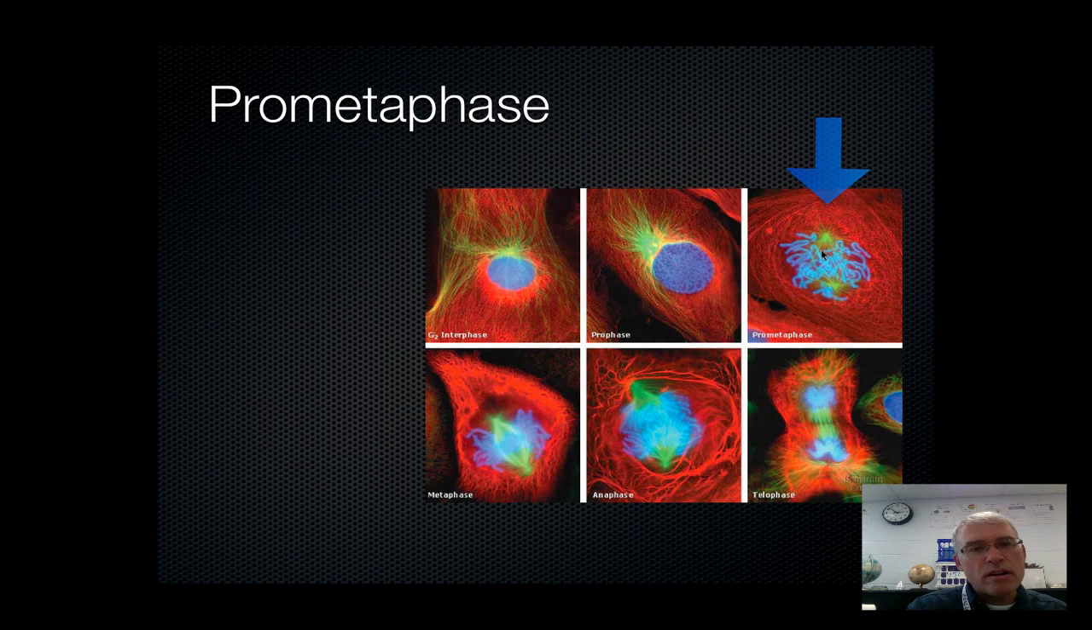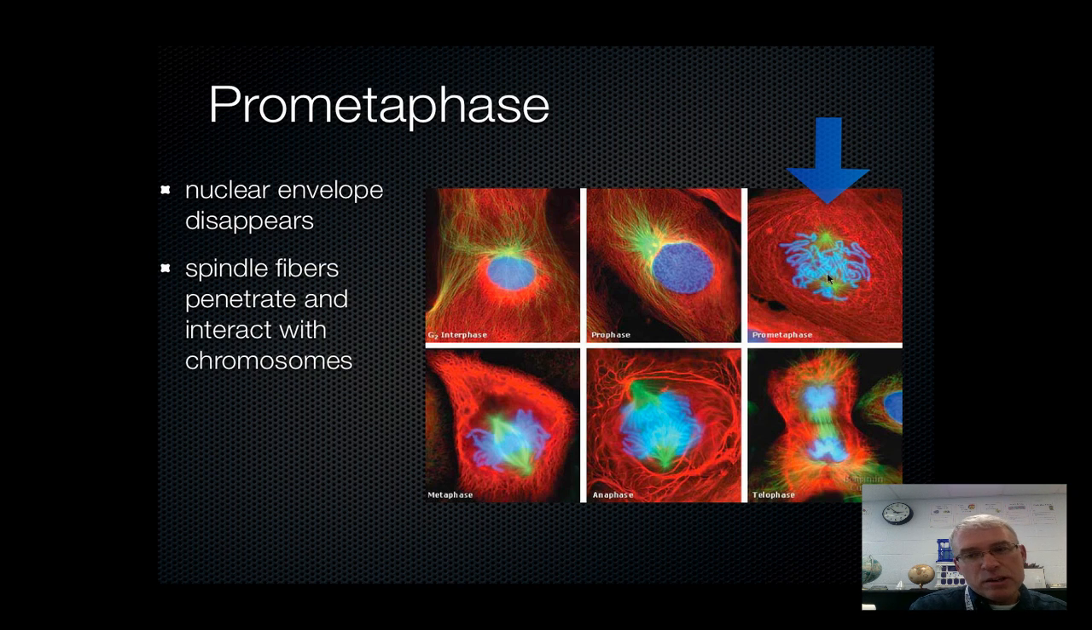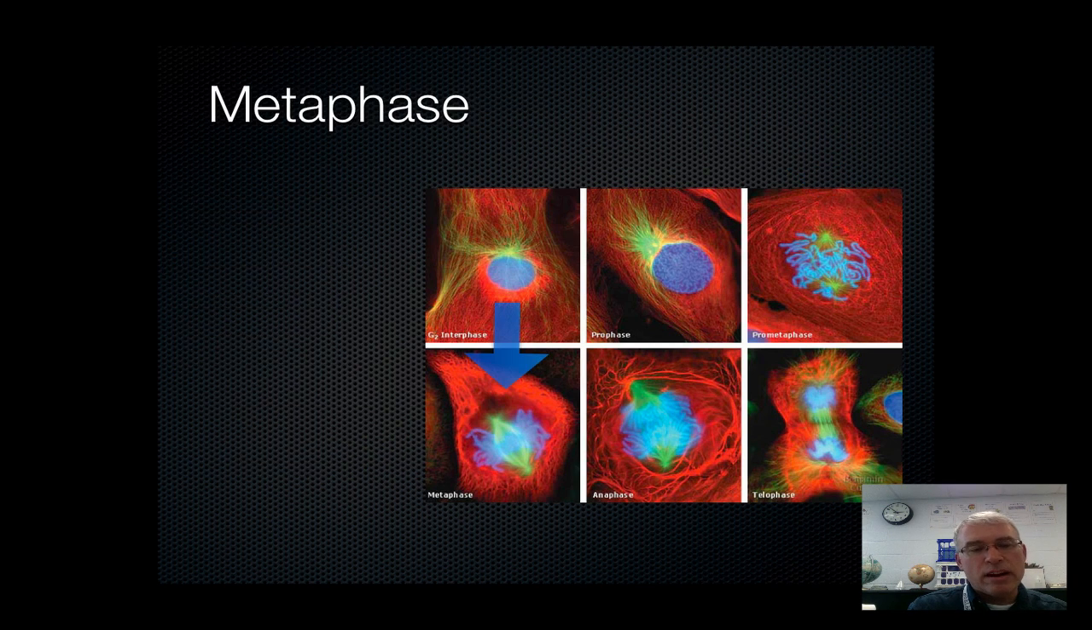Prometaphase is the next part of mitosis, and by the time prometaphase starts, the nuclear membrane has completely disappeared. The nuclear envelope is gone. And the spindle fibers, which are these fibers growing between the centrosomes, are able now to penetrate and interact with the chromosomes. And we're going to learn about two types of spindle fibers, the kinetochore fibers and the non-kinetochore fibers.